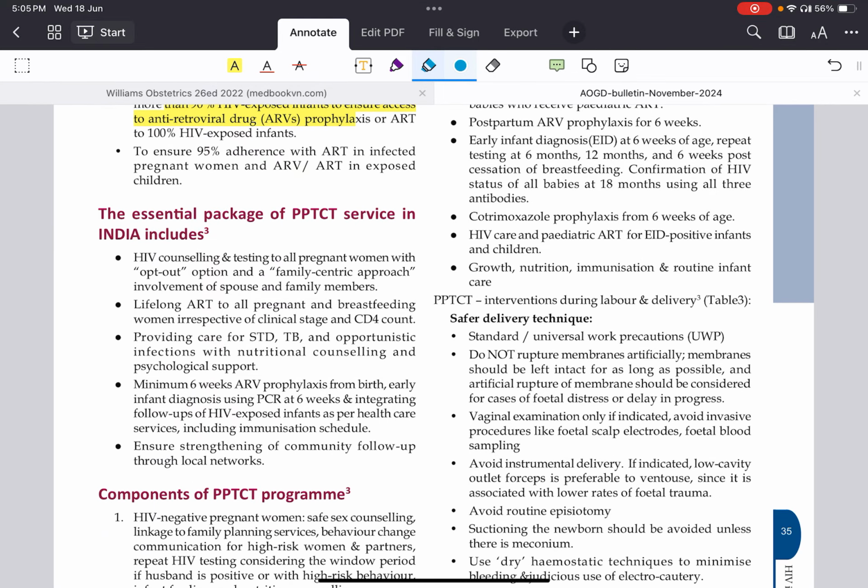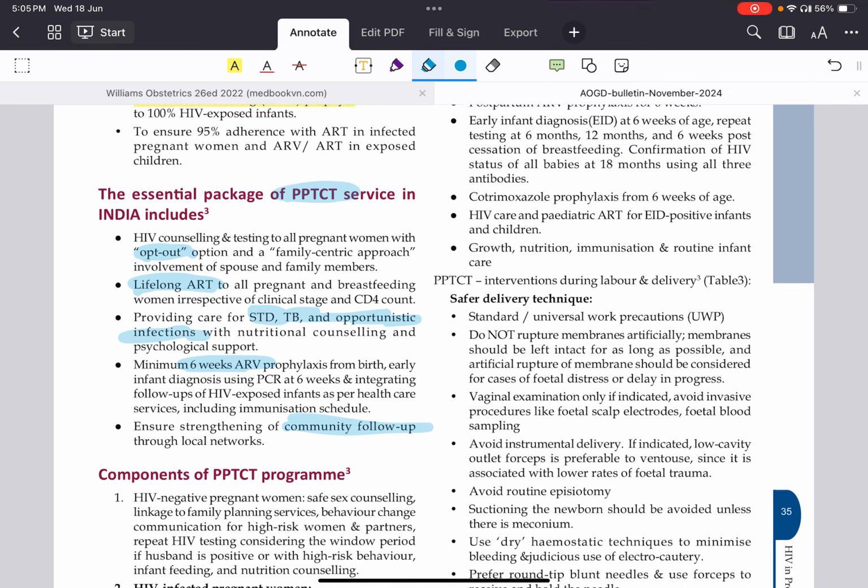In PPTCT service in India, there is an opt-out option. If the lady says she doesn't want to get HIV tested, then you should not test her. Lifelong ART should be given to breastfeeding women, irrespective of anything. Even if the CD4 count is very good or clinical changes are improving, ART should be continued lifelong. She should get care for STD, TB, opportunistic infections. Minimum 6 weeks of ARV prophylaxis after birth is given. Community follow-up is very important.